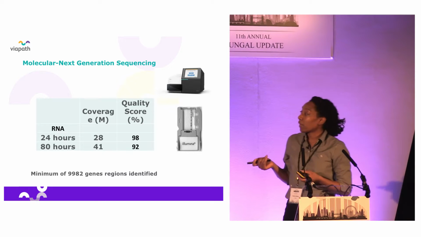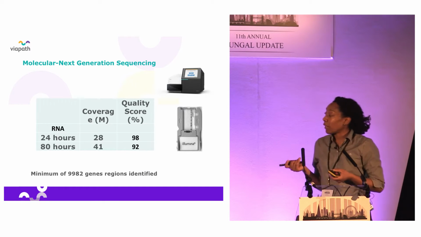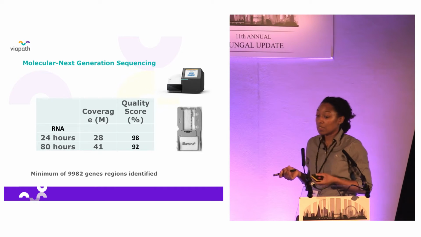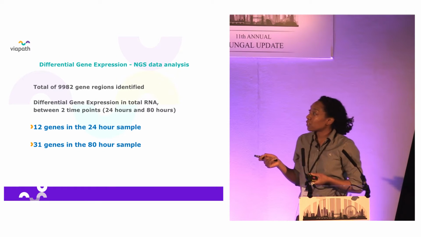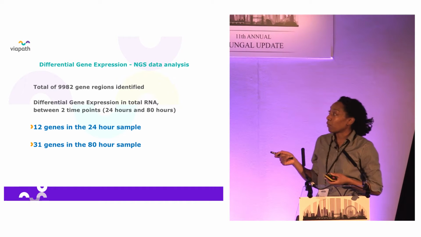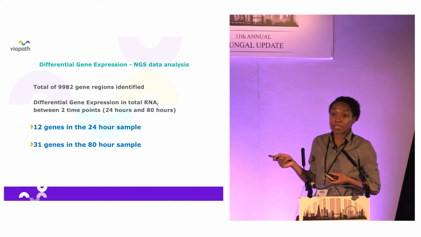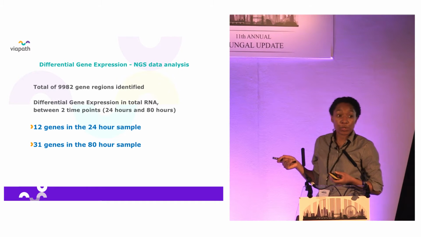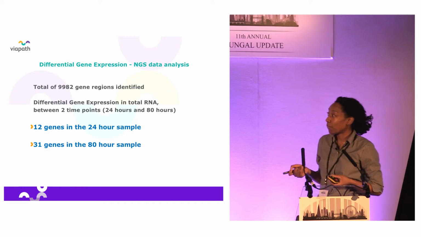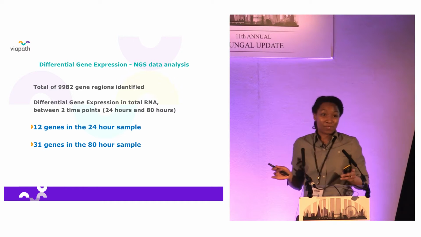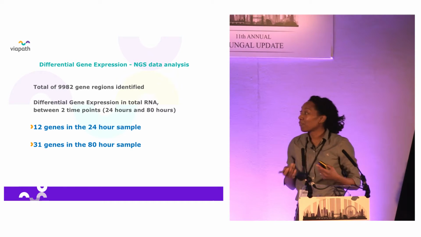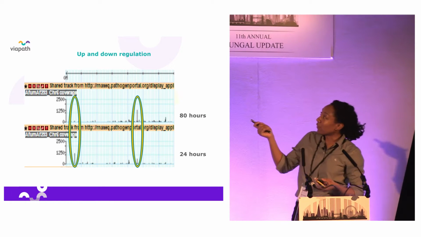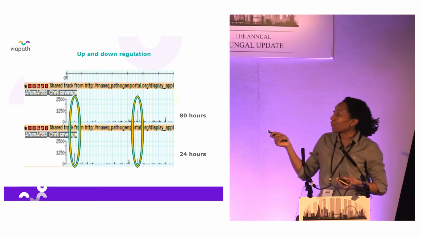From doing that work, I managed to identify 9,982 gene regions, 12 of which were in the 24-hour sample, and they appeared to be downregulated genes, and 31 genes in the 80-hour sample, which appeared to be upregulated. I haven't looked at all of them yet, but from some of the work that I've done already, I'll just explain the up and down regulation first.